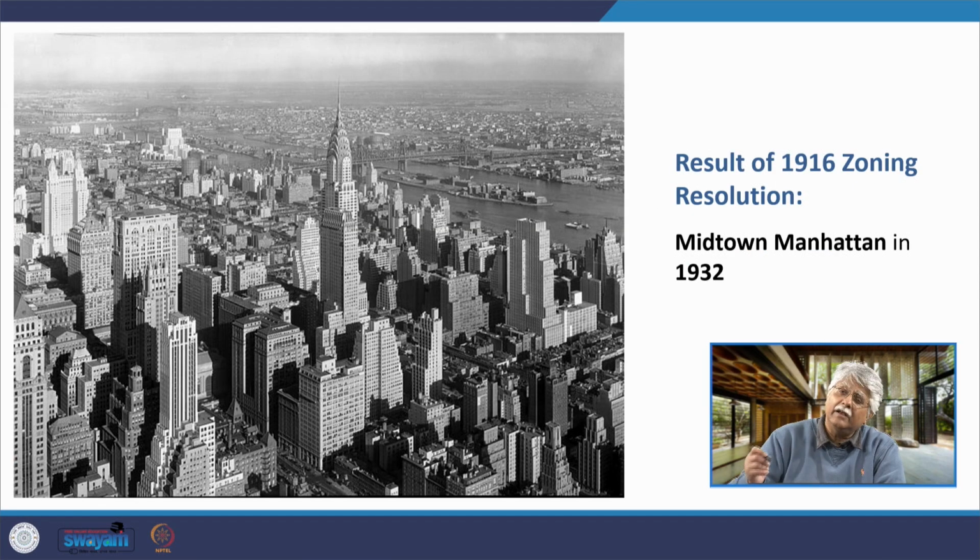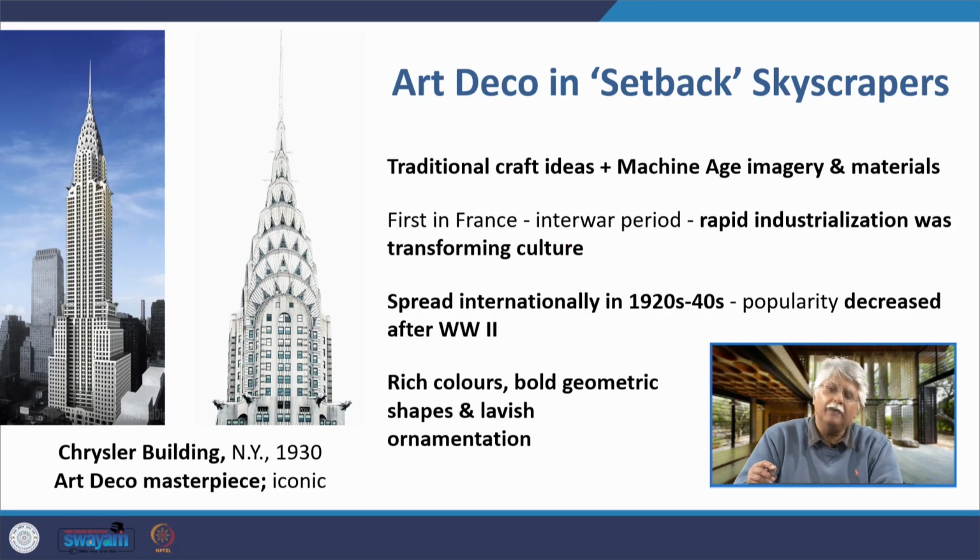As a result of the 1916 zoning resolution, there was a dramatic transformation in the skyline of New York. You can see across the city, you will find setback skyscrapers all over. And then came Art Deco in setback skyscrapers. Art Deco was a style that originated in France in the interwar period, 1920s to 1940s, and it combined traditional craft ideas with machine age imagery and materials.